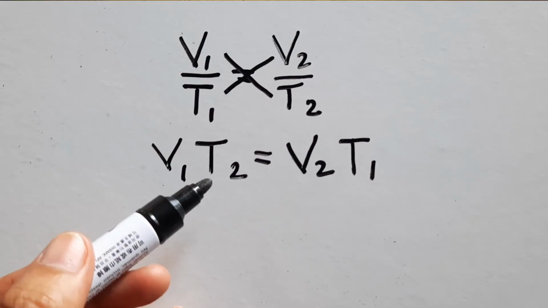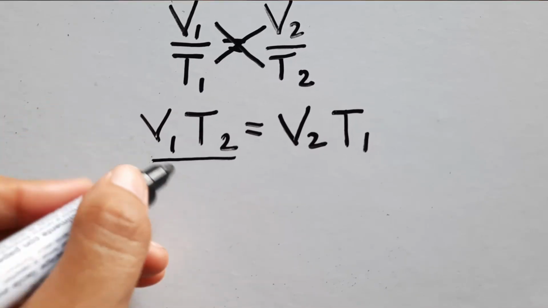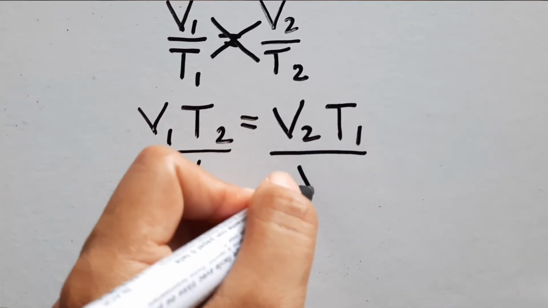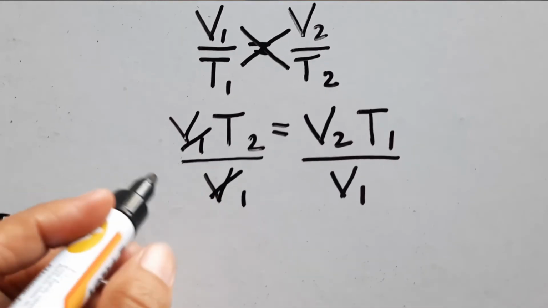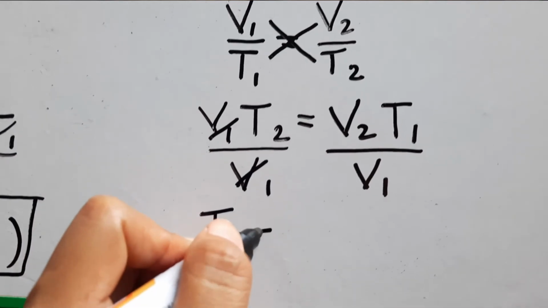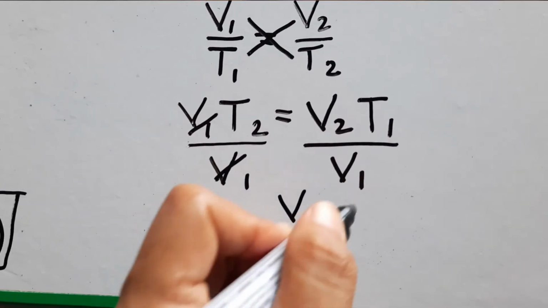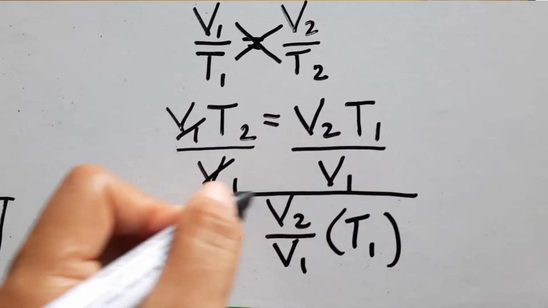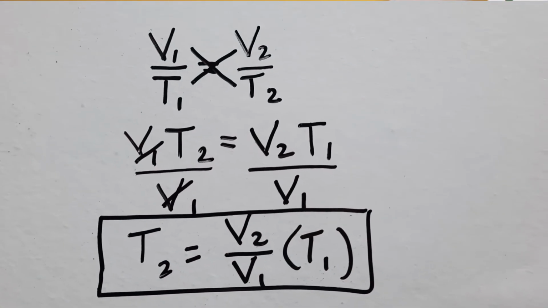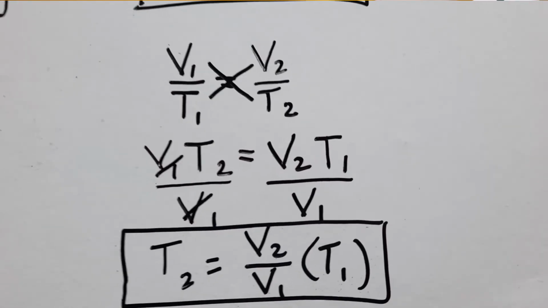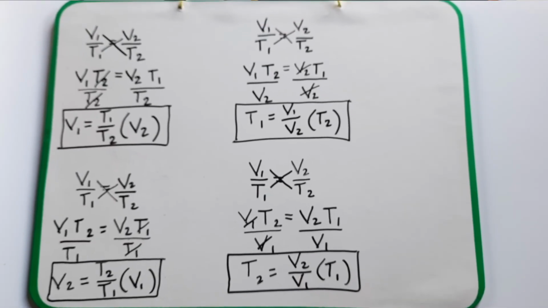Since we are looking for the value of T2, divide both sides of the equation by V1. Cancel out V1 on the left side of the equation. So, this is now the derived equation for T2. T2 is equal to V2 over V1 times T1. These are now the derived equations for Charles Law.